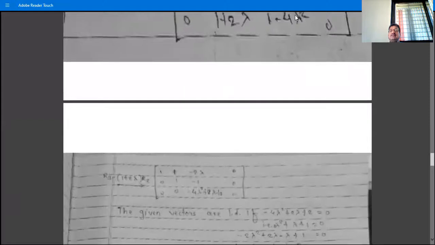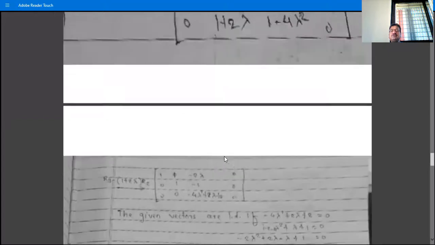And after calculation, 1 plus 2 lambda into minus 1 is minus 1 minus 2 lambda, plus this. So we have minus 4 lambda square plus 2 lambda minus 2, minus 1 minus 1 minus 2, is equal to 0. Then plus 2, plus 2, plus 2; 1 plus 1 becomes plus 1. So after this operation, we have minus 4 lambda square plus 2 lambda plus 2.